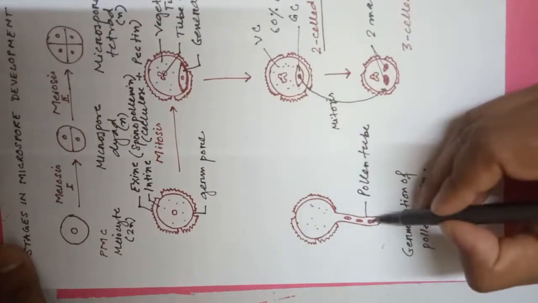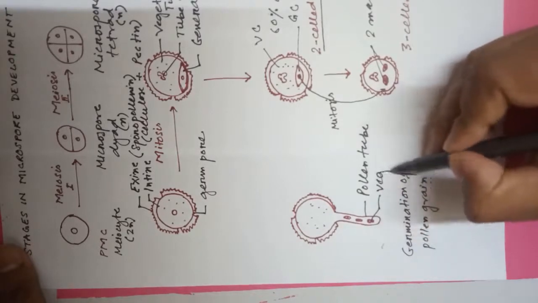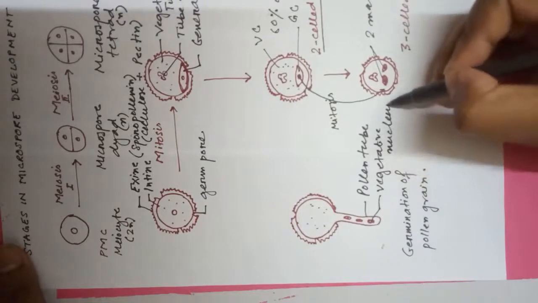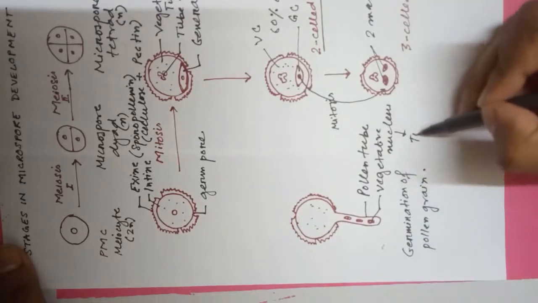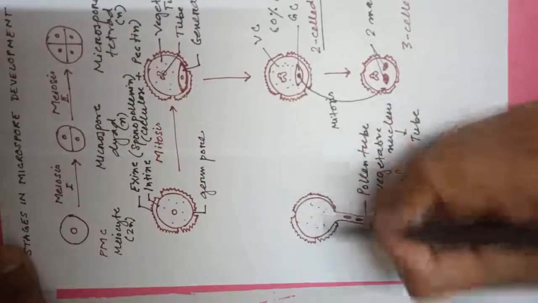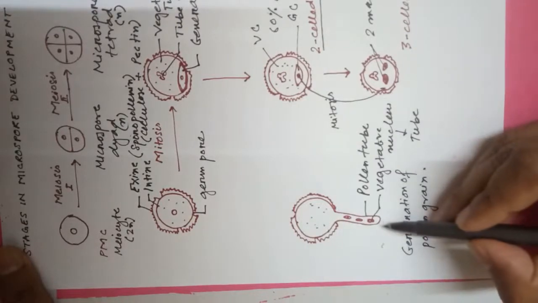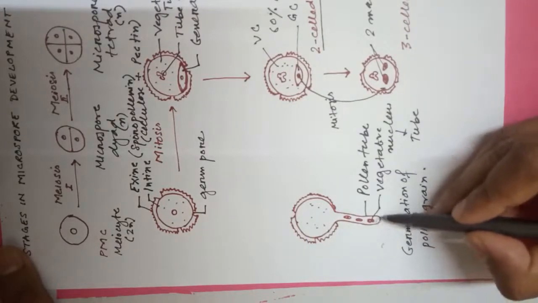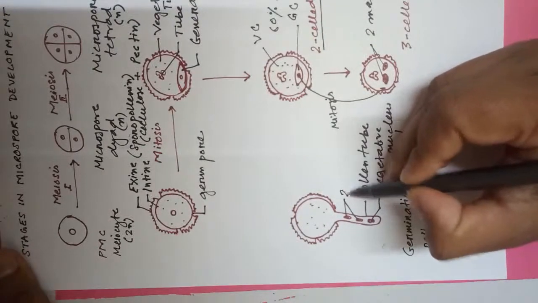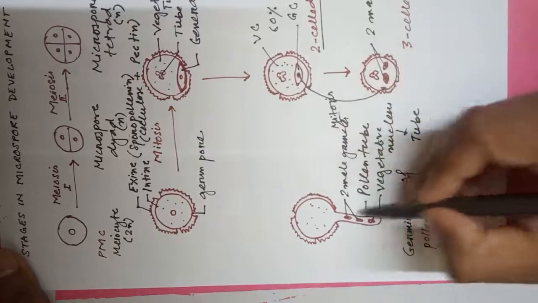What is at the tip of the pollen tube? This is nothing but the vegetative nucleus, also called tube nucleus, because this is the nucleus of the vegetative cell. This entire thing is a vegetative cell. So this is the vegetative nucleus or the tube nucleus which helps in the formation of this pollen tube. And behind this vegetative nucleus we find these two male gametes following the vegetative nucleus.